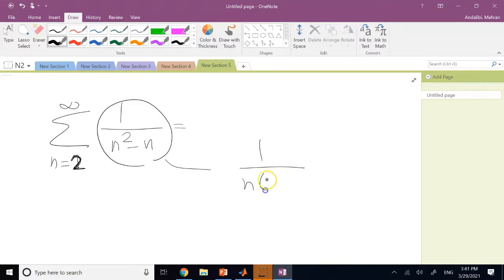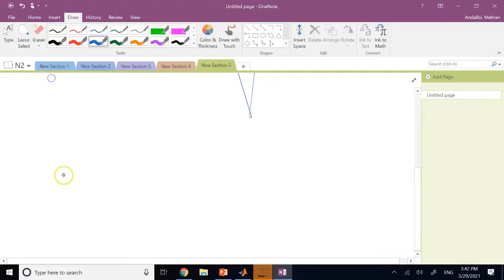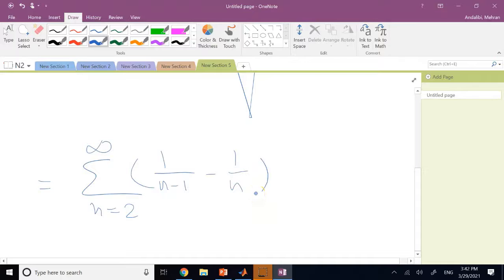So the way you do this is you write this as 1 times n minus 1. And this 1, you write it as n minus 1. And then you do separation, so you will get 1 over n minus 1 minus 1 over n. So you first divide that by this, and then divide this one by the denominator. So this is equal to 1 over n minus 1 minus 1 over n. Now this is way easier.